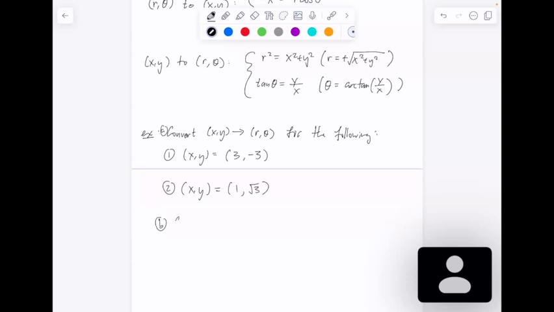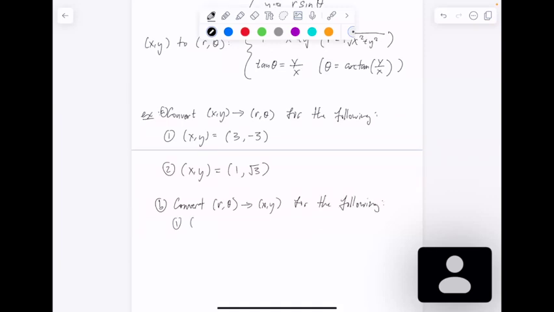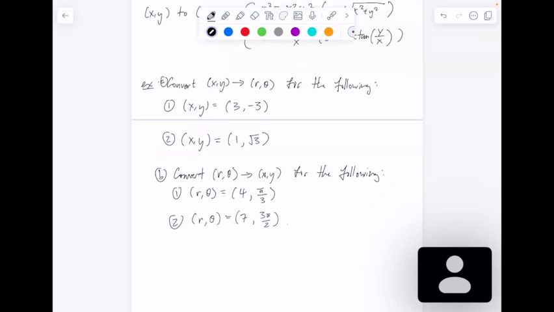And part B, let's do convert (r, θ) to (x, y) for the following. Let's do (r, θ) = (4, π/3). And the second, let's do (r, θ) = (7, 3π/2). Let me give you a couple of moments to try this yourself, and we'll go over this together.